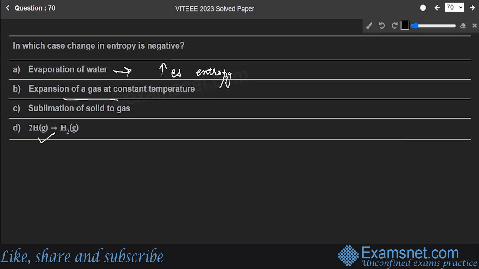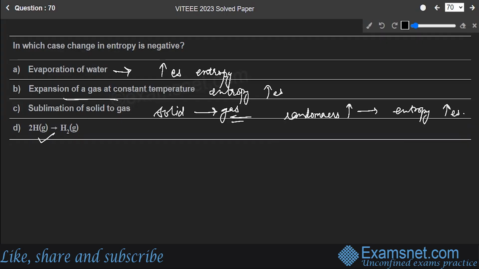The second one, expansion of gas at constant temperature. When a gas expands at constant temperature, the constituent particles move more freely and hence the entropy increases. The third one, during sublimation, the physical state changes from solid to gas. Thus the randomness increases, and accordingly entropy also increases. While in the reaction where two atoms of hydrogen combine to make hydrogen gas, the change in entropy is negative. So that makes option D the right answer to the question.